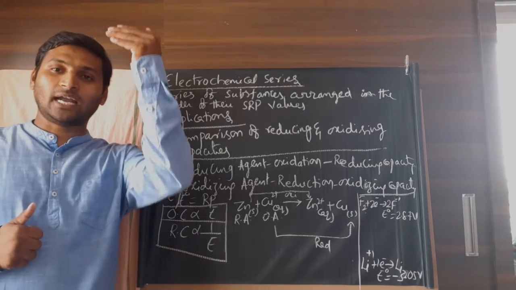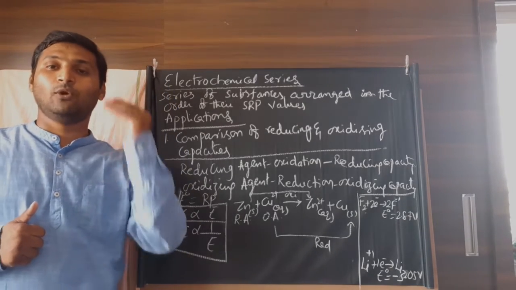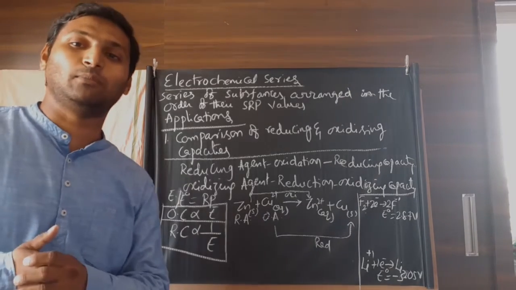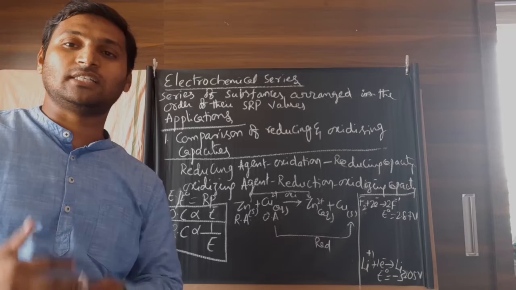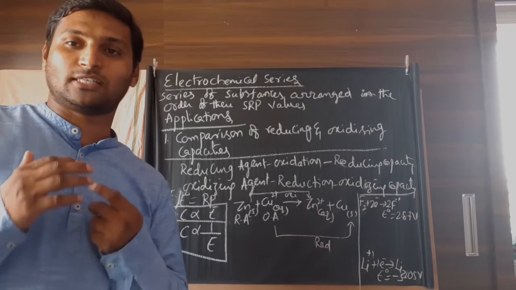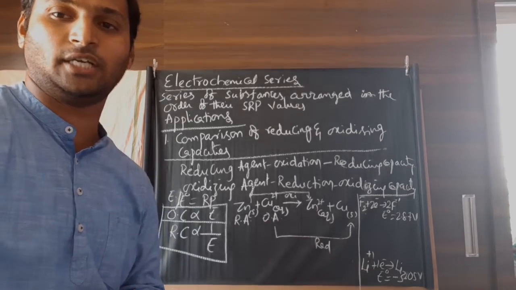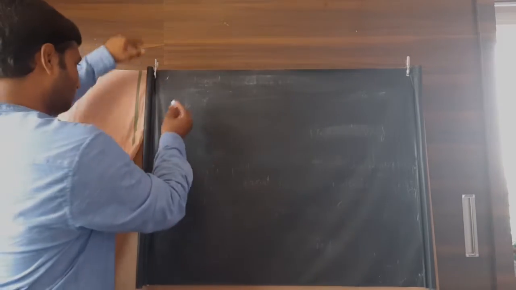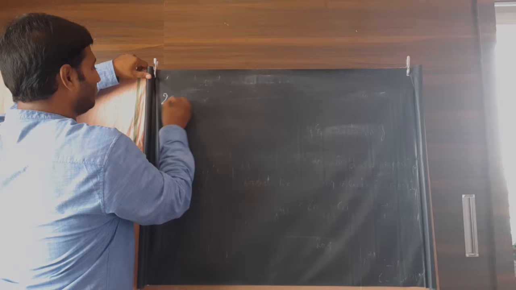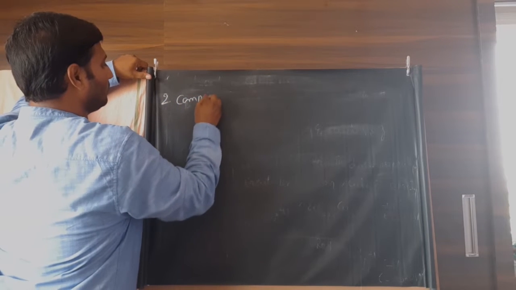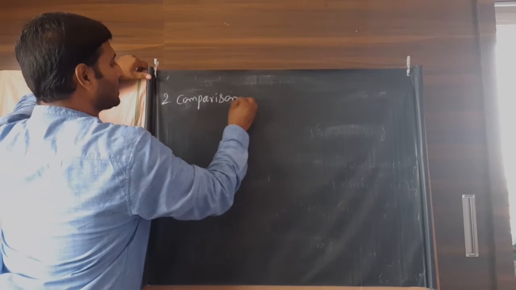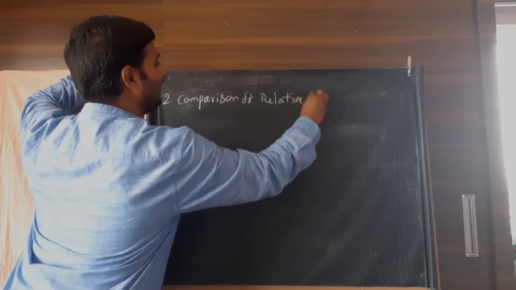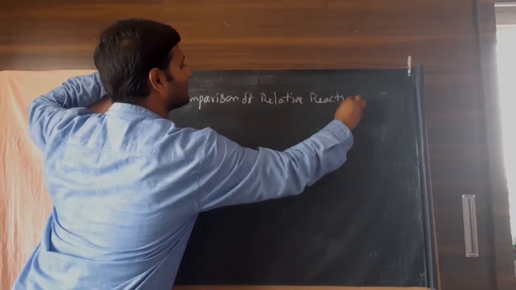Likewise, looking at the SRP values of various substances from the electrochemical series, you will be able to compare which is a stronger reducing agent and which is a stronger oxidizing agent. The second application of the electrochemical series would be comparison of relative reactivities.